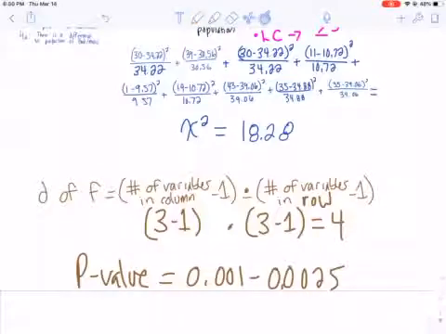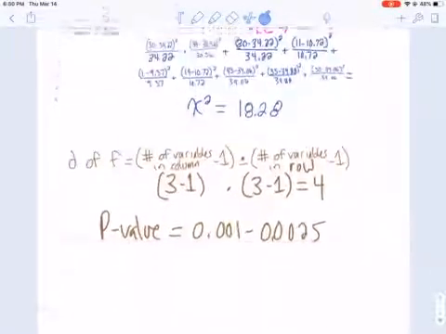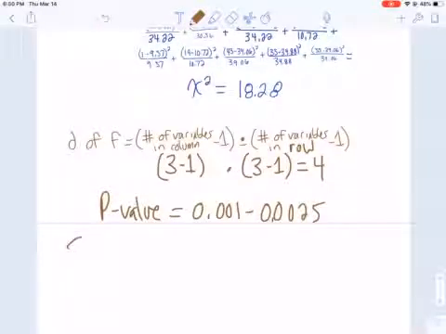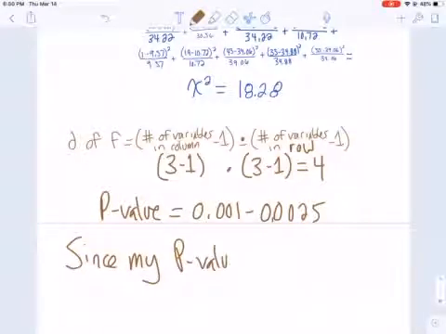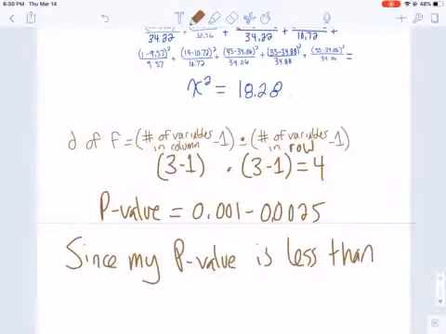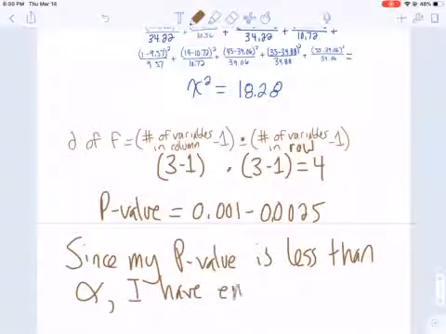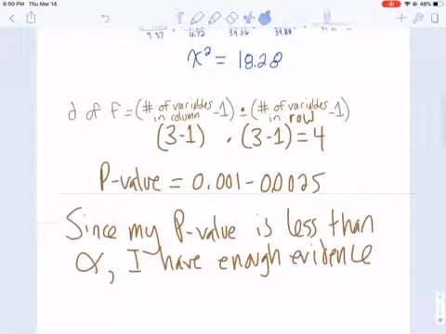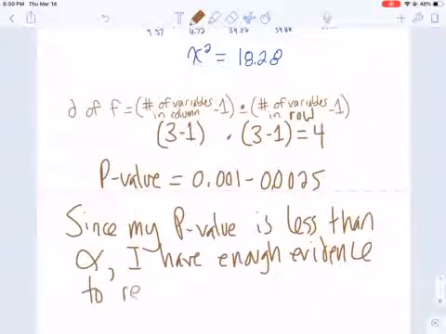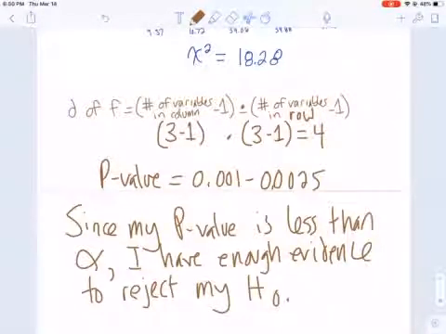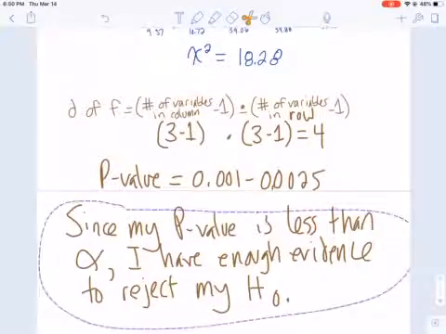Yeah. So now I can write a conclusion. Since my p-value, remember that's a capital P, is less than my significance level, I have enough evidence to reject my null. Reject my null. As they say, if the P is low, reject the hoe. Always makes my class laugh when I say that.